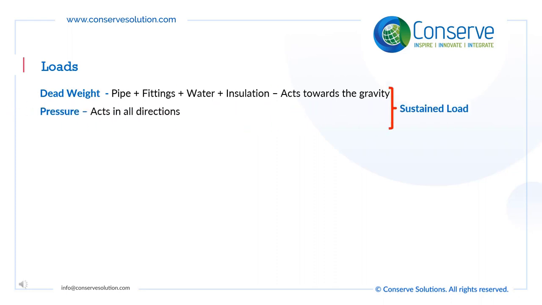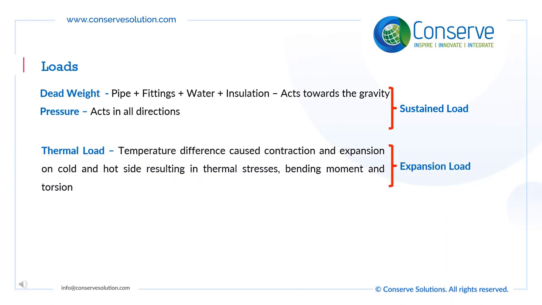The next load is pressure. Pressure of the water in the piping system. The pressure of the water will act in all directions of the piping system. And then comes the thermal load. The minimum temperature in the piping system is 6 degrees Celsius, and the maximum ambient temperature can go up to 53 degrees Celsius. This temperature difference can result in contraction on the cold side and expansion on the hot side. This further results in thermal stresses, bending moment, and torsion in the piping system.